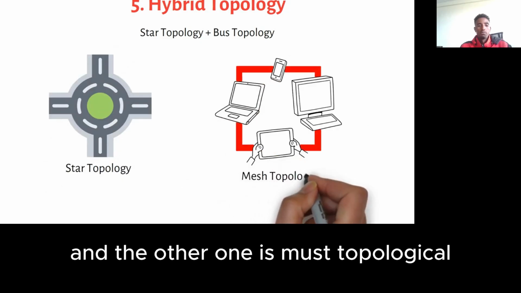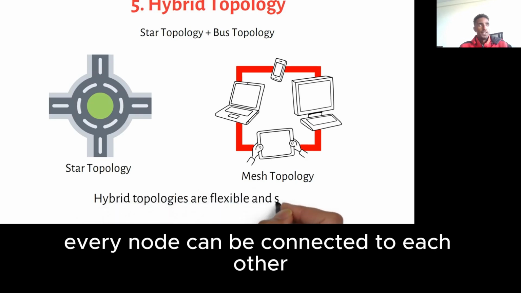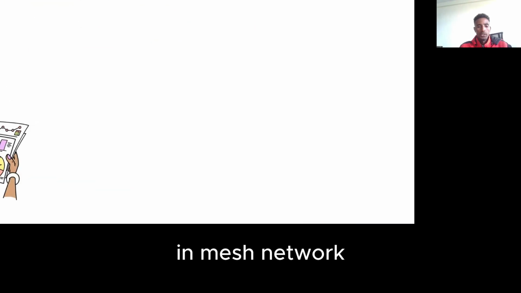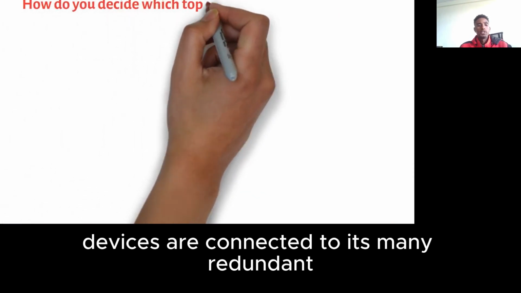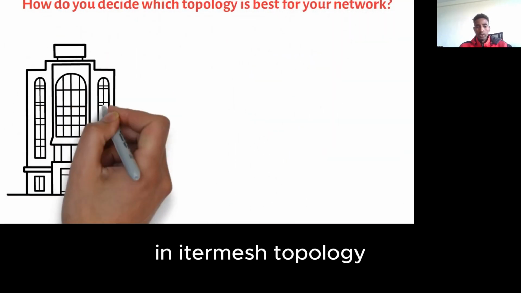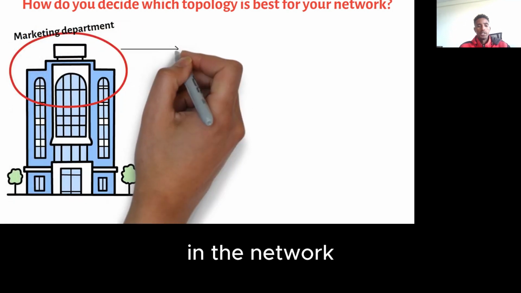And the other one is mesh topology. In this topology, every node can be connected to each other. In a mesh network, devices are connected with many redundant interconnections between network nodes. In a true mesh topology, every node has a connection to every other node in the network.